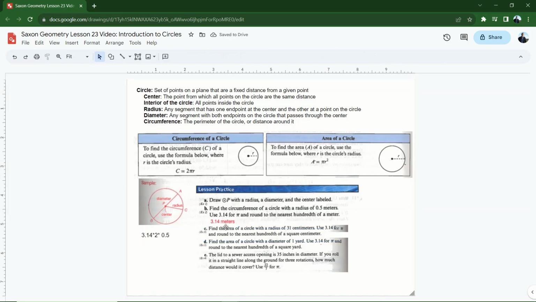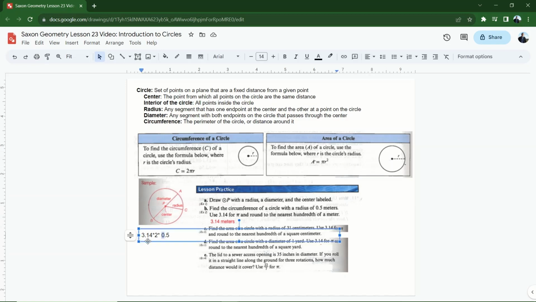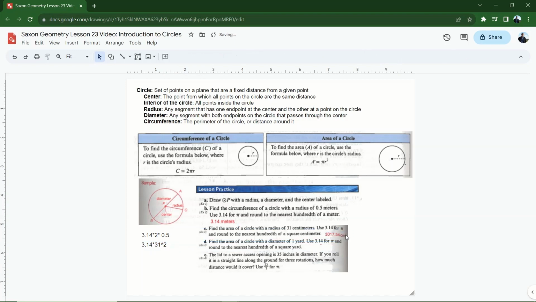3.14 meters. Next, find the area of a circle with a radius 31 centimeters. Use 3.14 for pi and round to the nearest hundredth of a square meter. So here again, I'm going to use 3.14, but this time I'm going to multiply by something different. I'm going to multiply times the radius squared. So it's going to be times 31 squared. Punch that into a calculator to see what we get. If I multiply that out, I find that my answer is 3,017.54 centimeters squared.